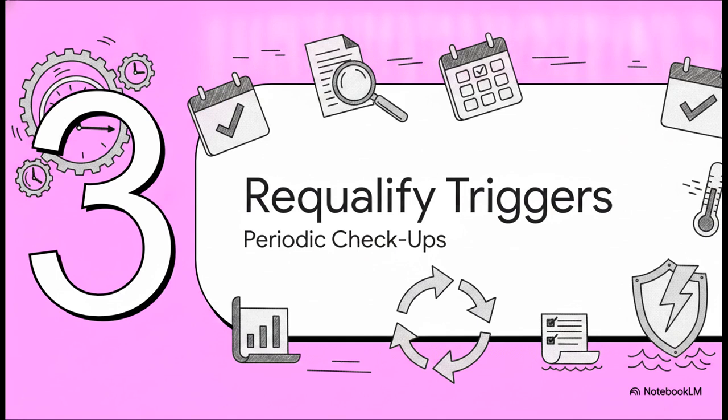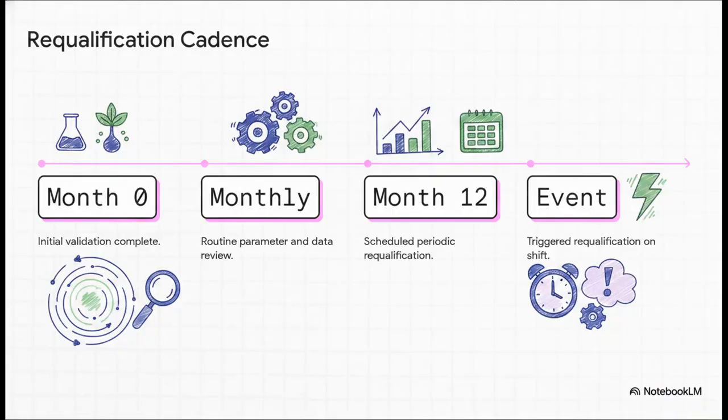Section 3. Requalification triggers and cadence. Periodic checkups and unexpected curveballs. So how exactly do we handle those routine periodic checkups and, more importantly, the unexpected curveballs reality loves to throw our way? Look at this timeline.